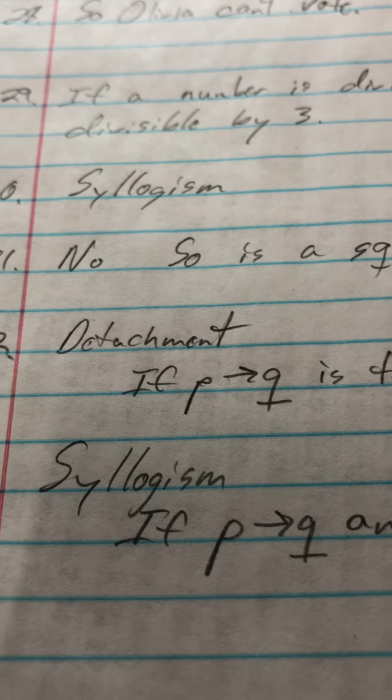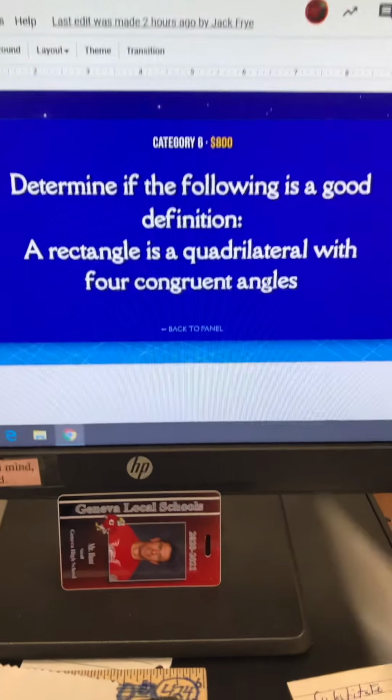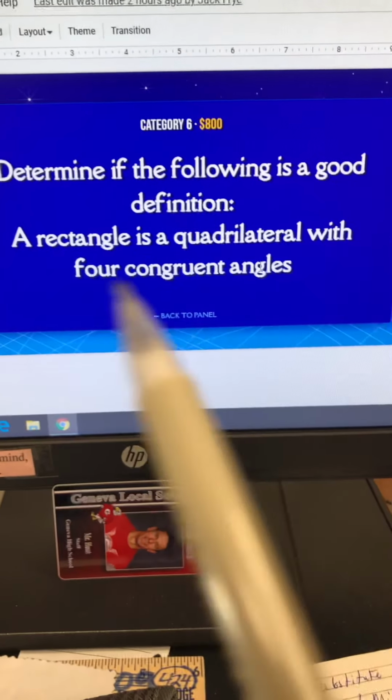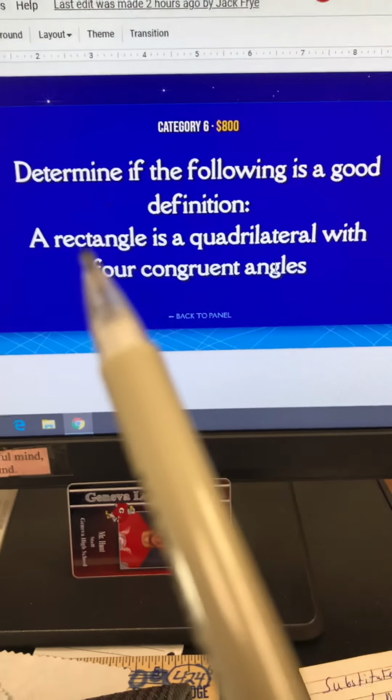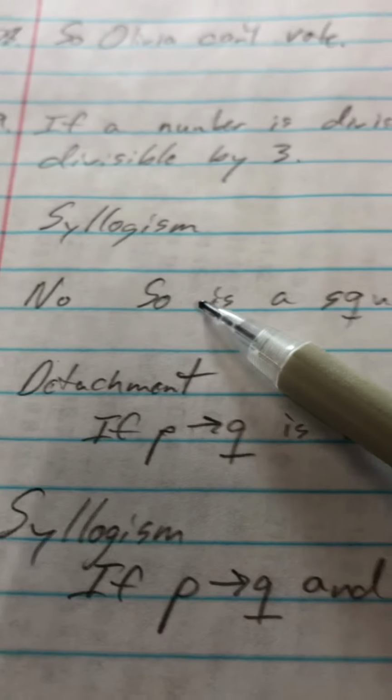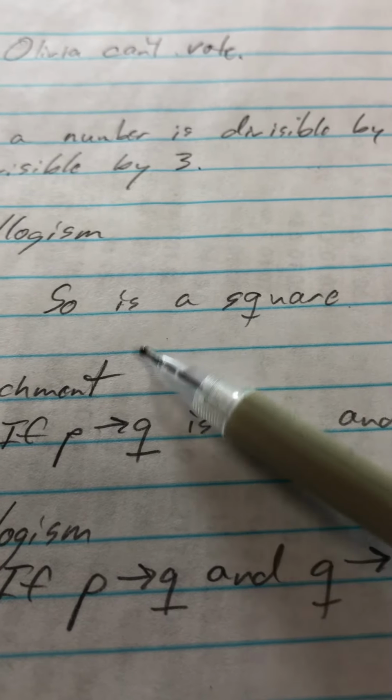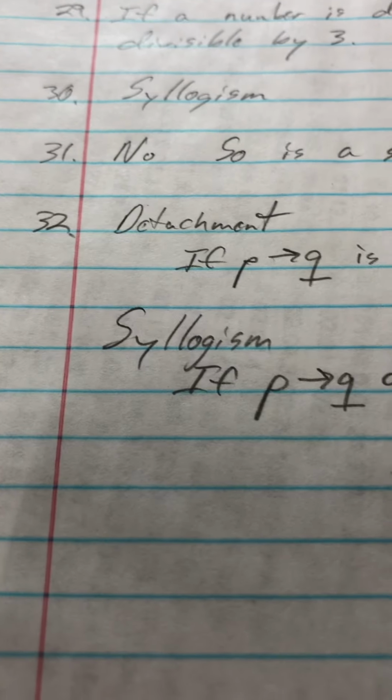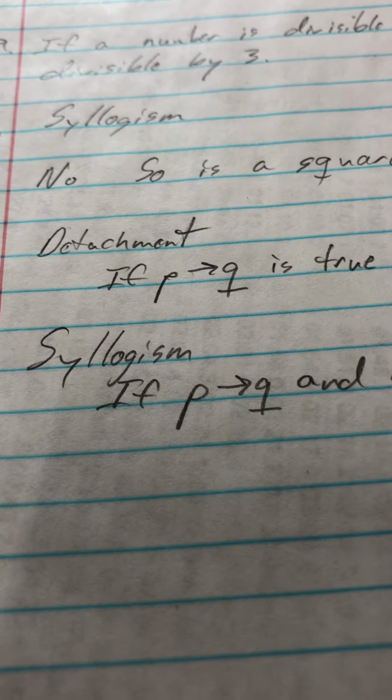31. Determine if the following is a good definition. A rectangle is a quadrilateral with 4 congruent angles. Well, that could be a square too. So no, it's not conclusive. So it is a square. I put that as my reason for no. And then 32, last one.